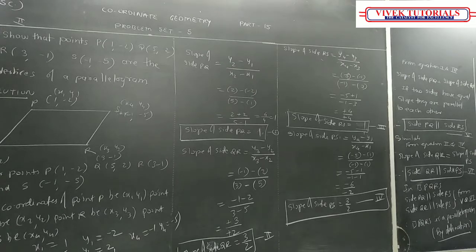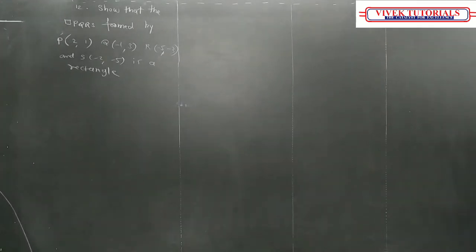Definition of parallelogram: a quadrilateral is said to be a parallelogram if the pairs of opposite sides are parallel. That's why it is a parallelogram. Copy it down properly. Now see the 12th question.